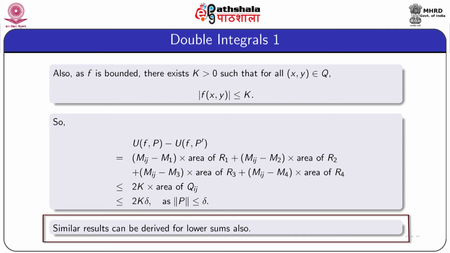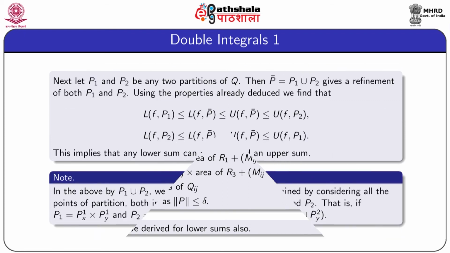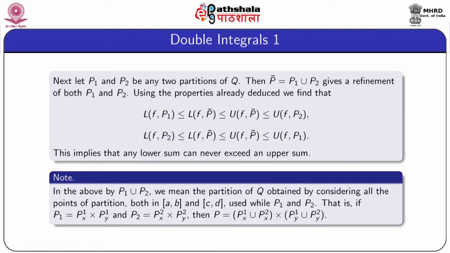For lower sums, we can deduce a similar result. Next, let P1 and P2 be any two partitions of Q. Then P bar equal to P1 union P2 gives a refinement of both P1 and P2. Using the properties already deduced, we find that L(f,P1) lesser equal to L(f,P bar) lesser equal to U(f,P bar) lesser equal to U(f,P2). We can find a similar result interchanging P1 and P2. Looking at this, we can find that any lower sum can never exceed an upper sum.